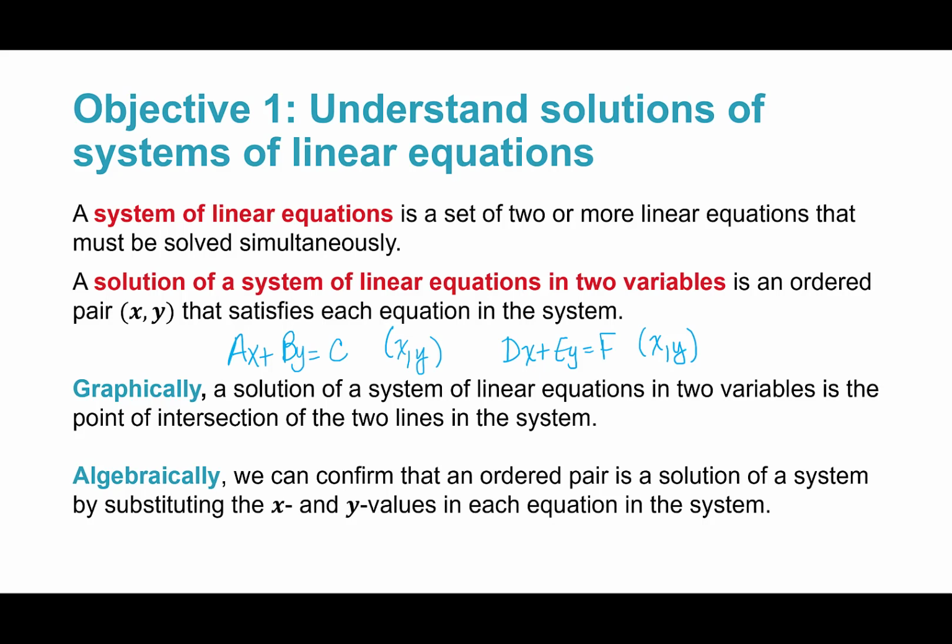So that is, we're looking at a line. I'm just going to draw something like this that maybe goes up from the third quadrant to the first quadrant, and then another line that might start from the second quadrant to the first, and then that common point is going to be the solution that satisfies both of those equations. So graphically, a solution is the point of intersection of the two lines in the system, and algebraically, we can confirm that the ordered pair is the solution by substituting those x and y values.